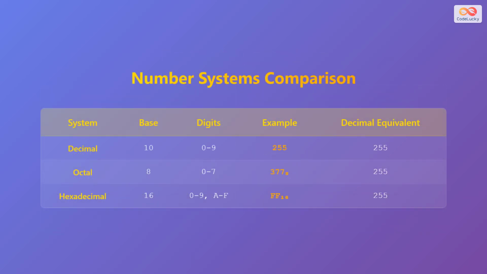Here is a summary comparing decimal, octal, and hexadecimal. Decimal has a base of 10, using digits 0 through 9. Octal has a base of 8, using digits 0 through 7. Hexadecimal has a base of 16, using digits 0 through 9 and letters A through F. The decimal number 255 is 377 in octal, and FF in hexadecimal.